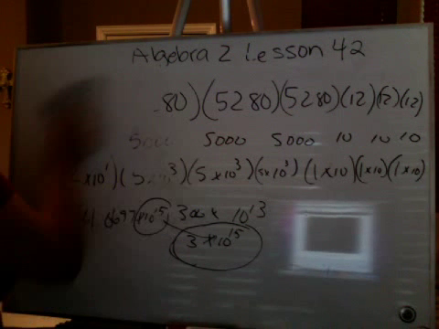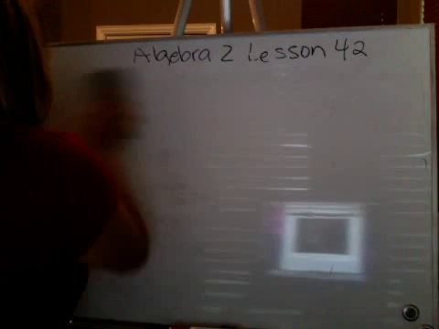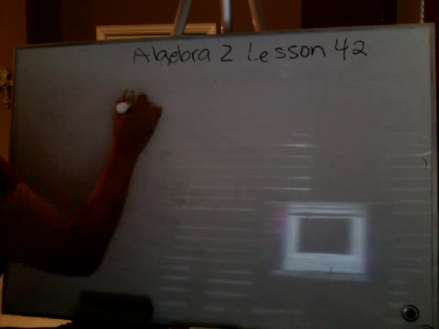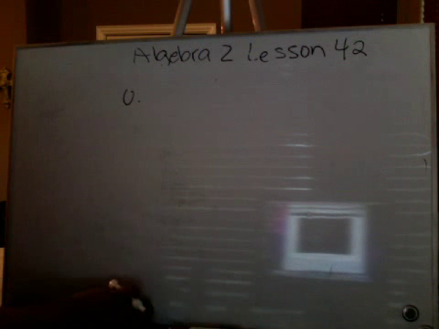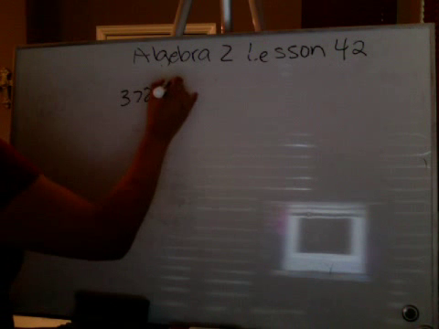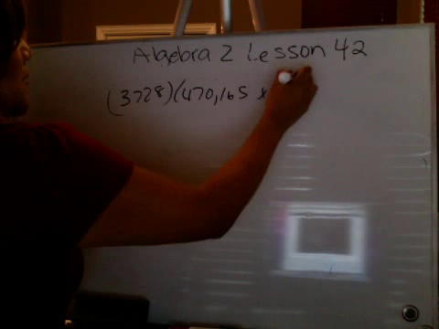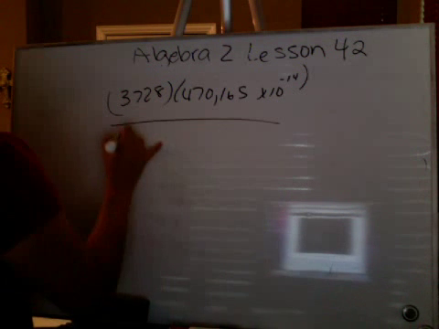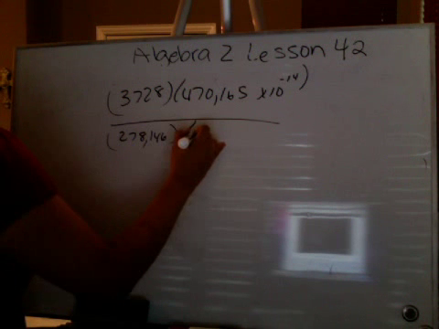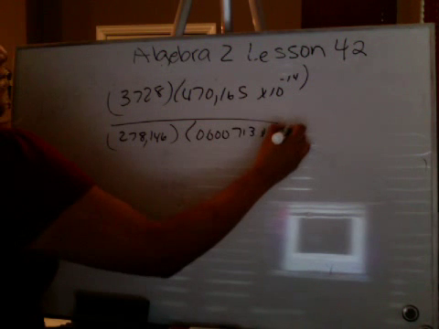Let's look at example 42.2. It says estimate using scientific notation. So what they did is it's 3728 times 470165 times 10 to the negative 14, over 278146 times 0.000713 times 10 to the negative 5.